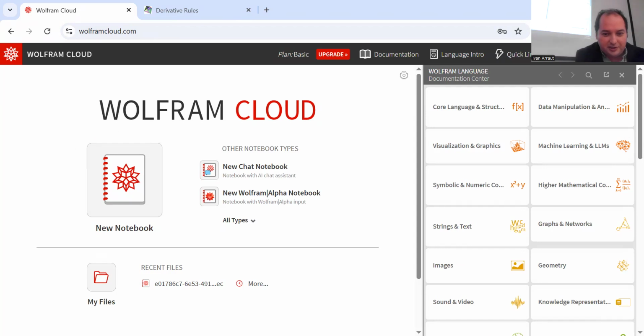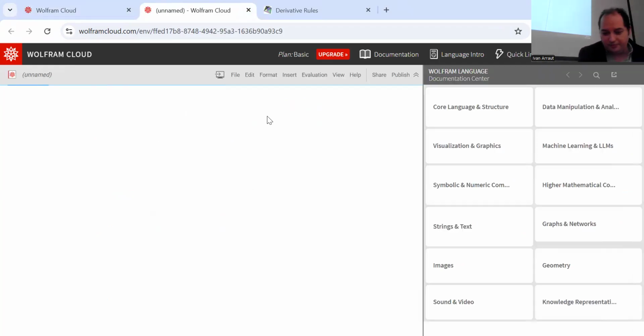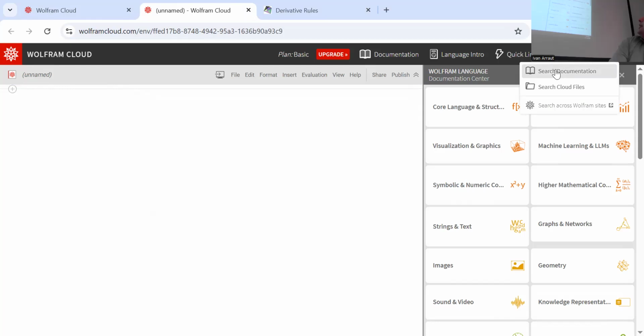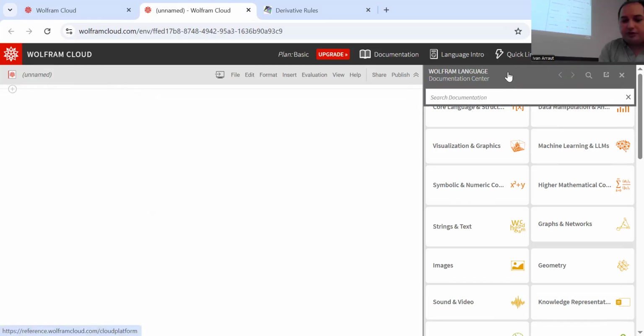Let me see if this thing is sharing what it's supposed to share. Okay, I will open a new notebook here. This is a popular software. It's called Mathematica. Many physicists use it, many scientists, especially when they have to do complex calculations. And it's very easy because I can go here and search, and I put derivative.